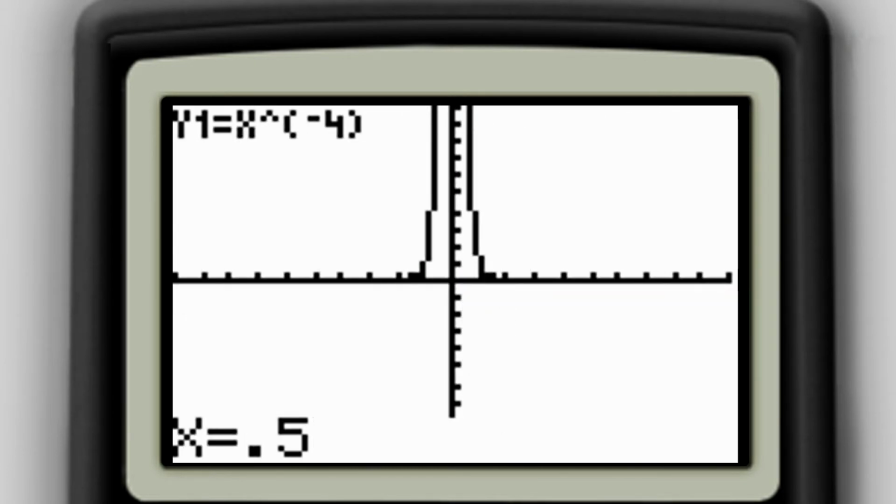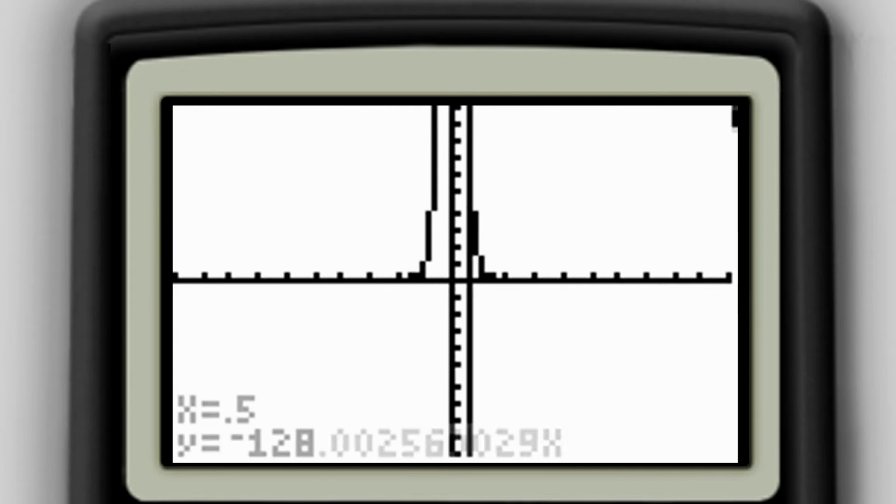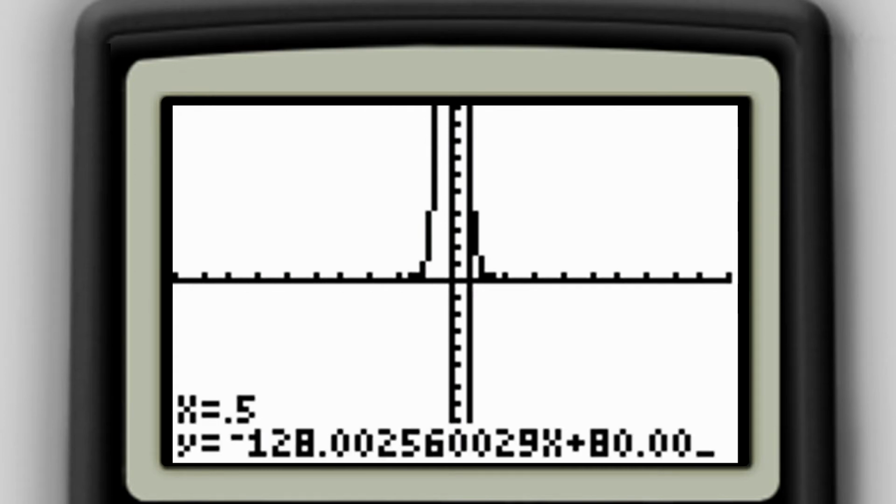But wait a minute. I've got a different answer. The answer that my calculator is giving me doesn't match the answer that I calculated. This seems really strange. Which is right? Well, it turns out that graphing utilities often use approximation techniques to get their answers. So the precise answer is negative 128.